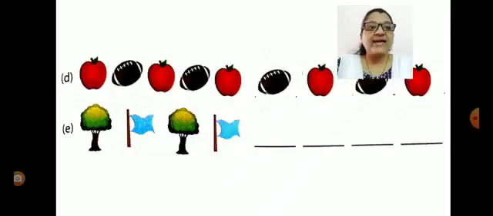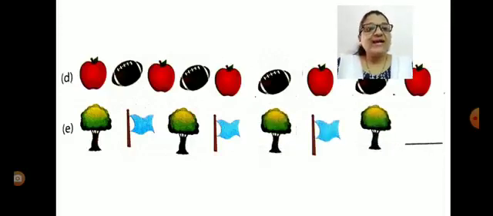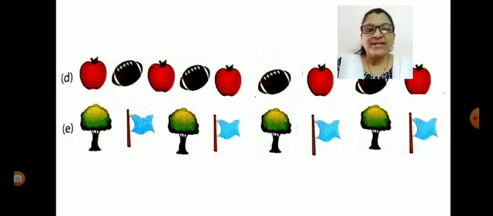Let us see example E. Here we see a pattern, tree, flag, tree, flag. What will come next? Yes, a tree, then a flag, a tree and a flag. Yes, you have to complete this in your textbook with this pattern. Let us see the next example.